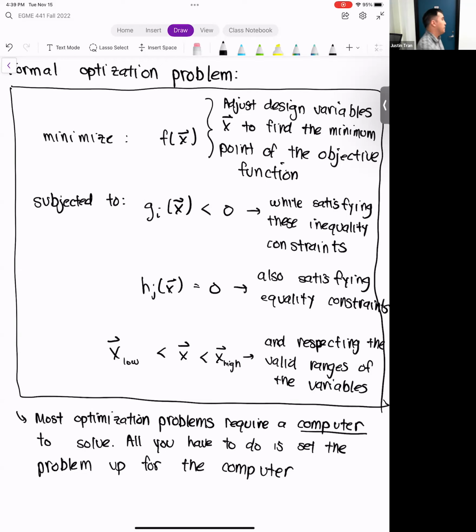Any questions on any of this so far? Okay. All right, so that's kind of an aside, and that's how optimization works in general. Let's bring this back to biomechanics. Let's talk about how we can actually apply this to solve our muscle problem that we have.